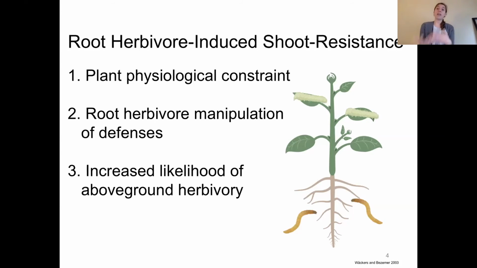But one thing that's really interesting to note about these previous studies in corn and brassica species is that most of these studies have been conducted with two different herbivore species. One species that feeds below ground, and then a different species of herbivore that feeds above ground.